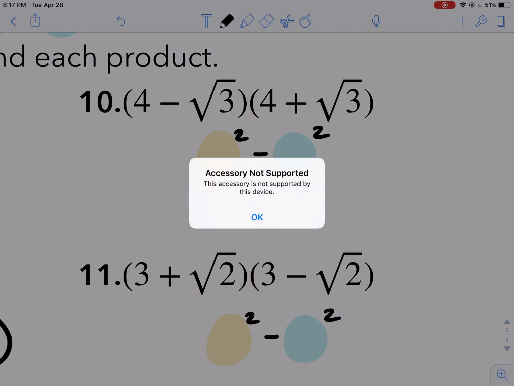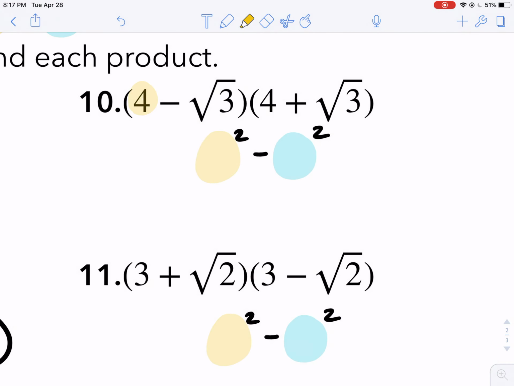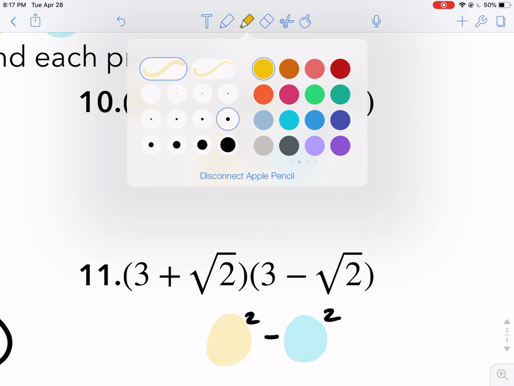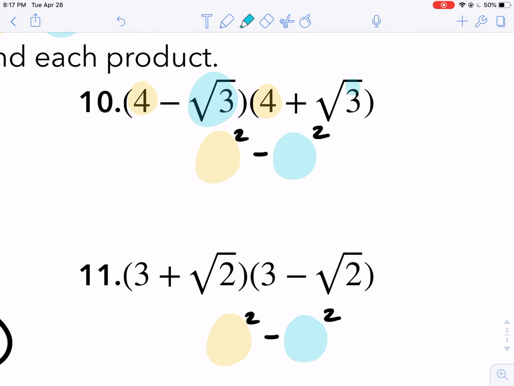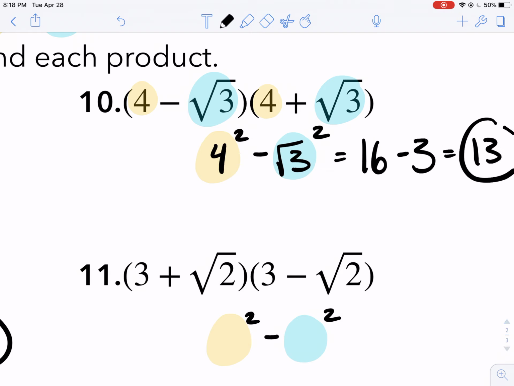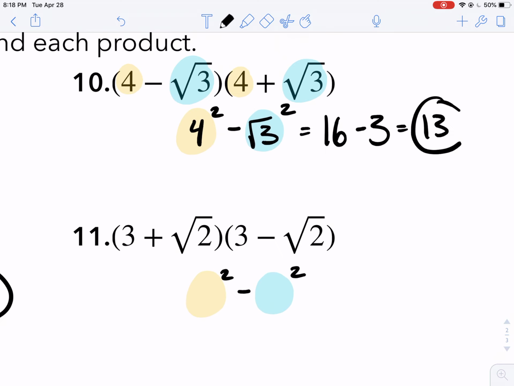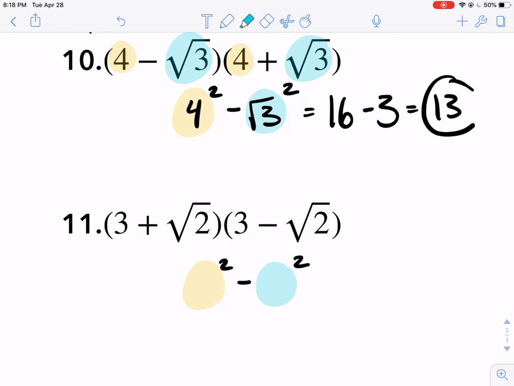So number 10, our first term, our A term here, is 4, and our B term here is the square root of 3. So we're going to plug those into our pattern. We get 4 squared minus the square root of 3 squared. 4 squared is 16. Square root of 3 squared is 3. That's equal to 13.